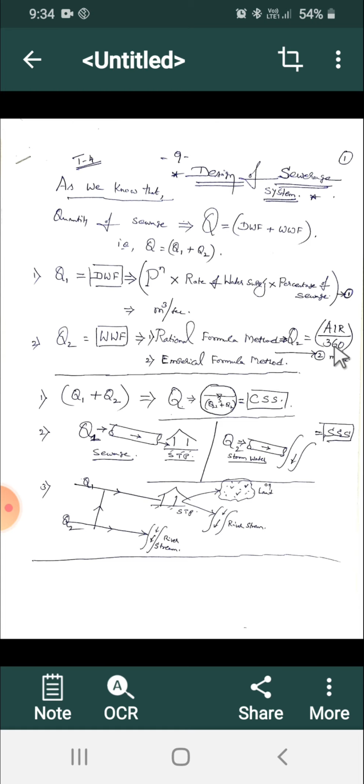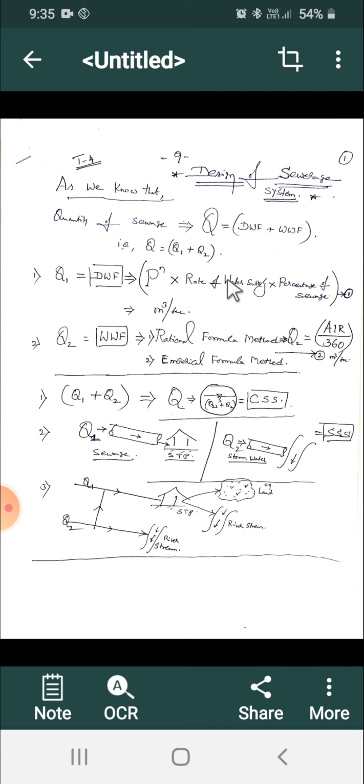Remember it. Don't convert the units of these values again. They are already converted, and finally we got the constant 1 by 360. That is why Q2 is AIR divided by 360. While substituting, you have to substitute A in hectares only and R in mm per hour only. Don't go for conversion, please. This is the determination of Q2 by using the rational formula method.